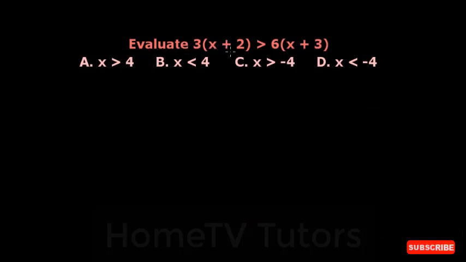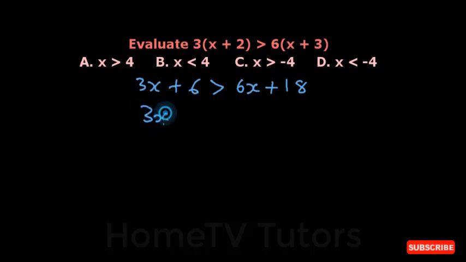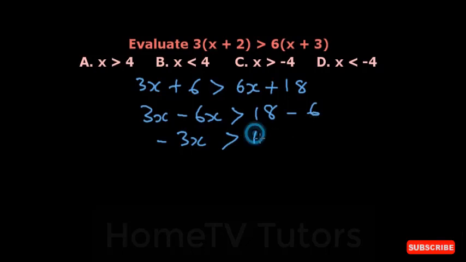Evaluate 3 bracket x plus 2 bracket greater than 6 bracket x plus 3 bracket. Okay, so we open the bracket, so we have 3 times x, which will give us 3x, plus 3 times 2, which will give us 6, greater than 6 times x, which will give us 6x, 6 times 3, which will give us 18. Okay, so now we collect like terms. So on the left hand side, we'll have 3x minus 6x greater than 18 minus 6. Alright, so 3x minus 6x will give us minus 3x greater than 18 minus 6, which will give us 12.